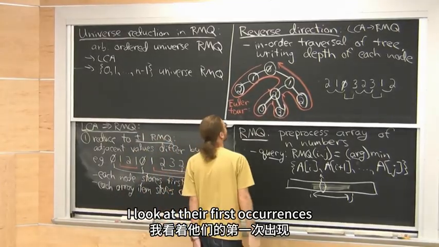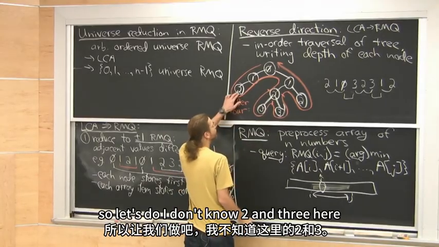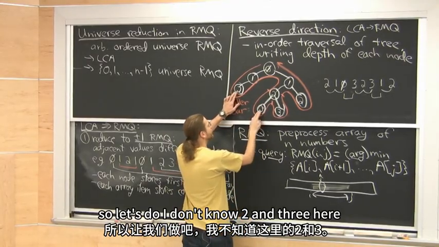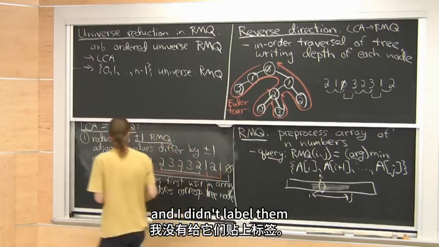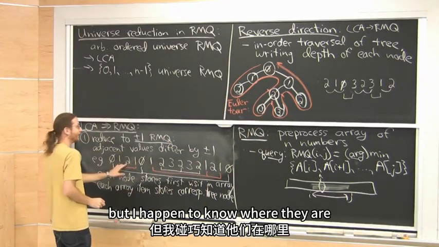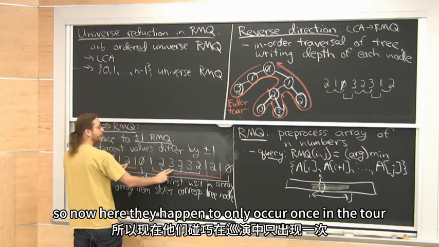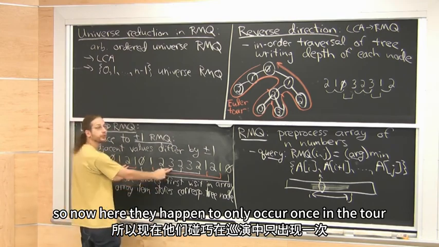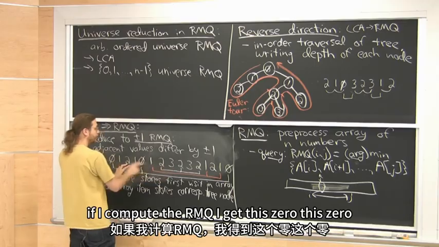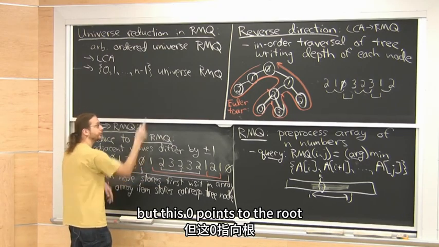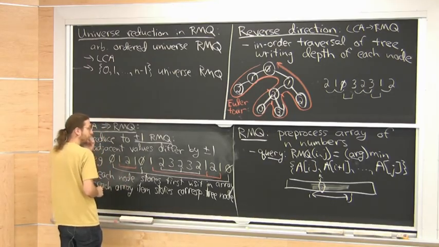at their first occurrences. So let's do, I don't know, 2 and 3. Here, this 2 and this 3, and I didn't label them, but I happen to know where they are. 2 is here, and it's the first 3. So now here, they happen to only occur once in the tour, so it's a little clearer. If I compute the RMQ, I get this 0, as opposed to the other zeros, but this 0 points to the root, so I get the LCA.